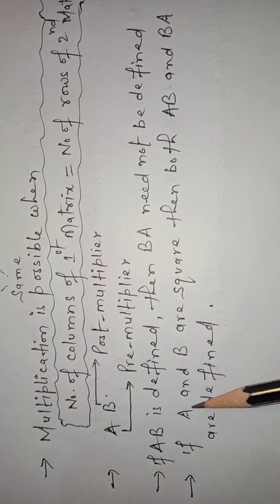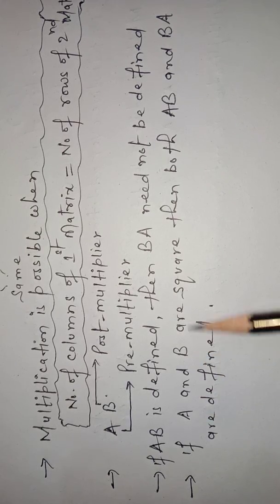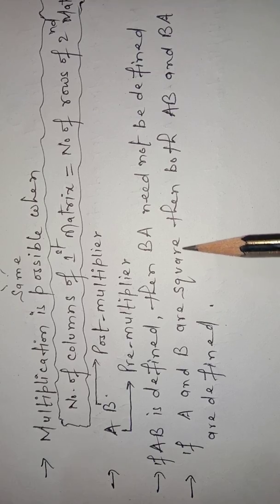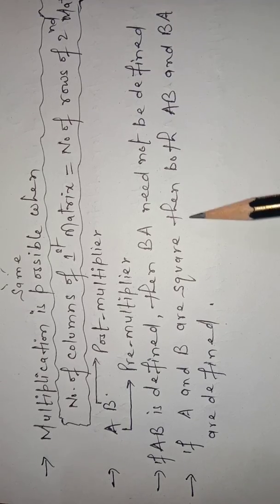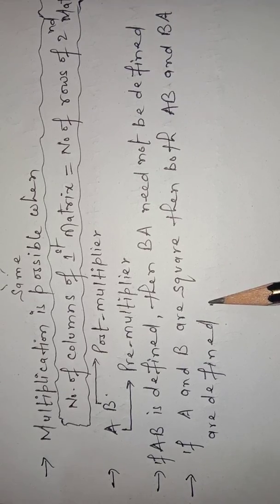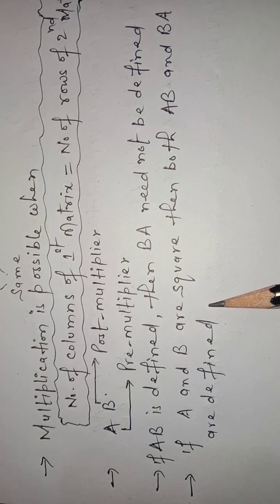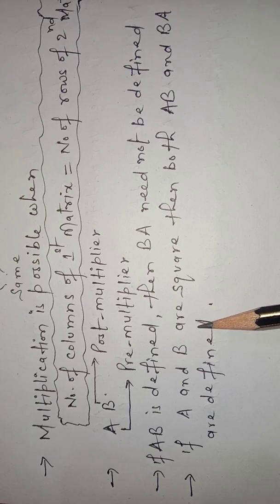And one more thing: if these two matrices, say A and B, are square matrices, then both AB and BA are defined in this case. This is only guaranteed when these two matrices are square matrices.